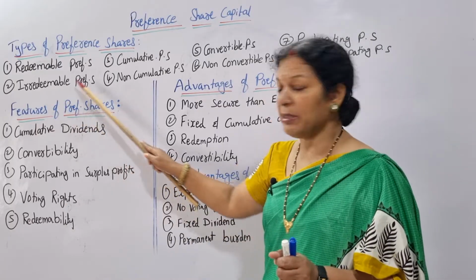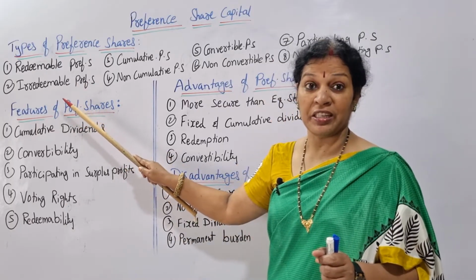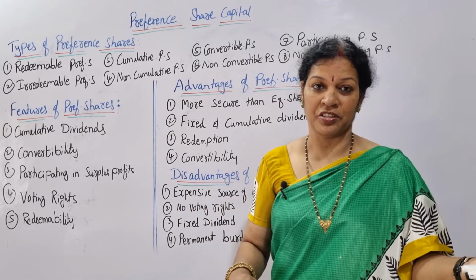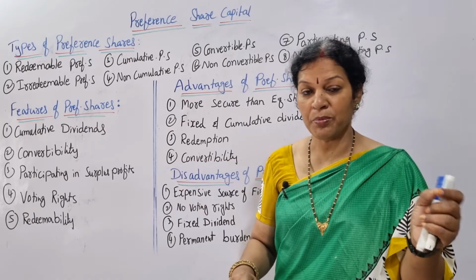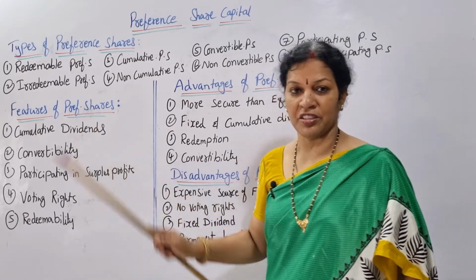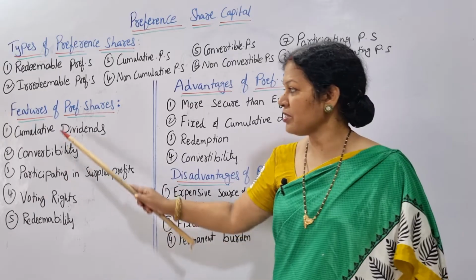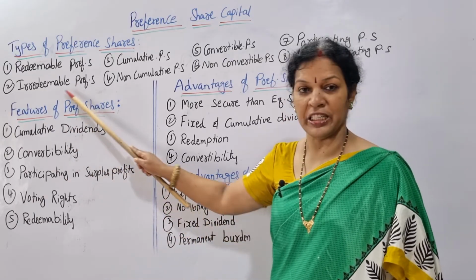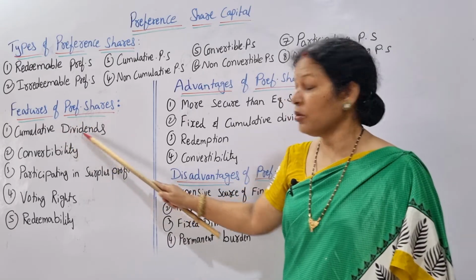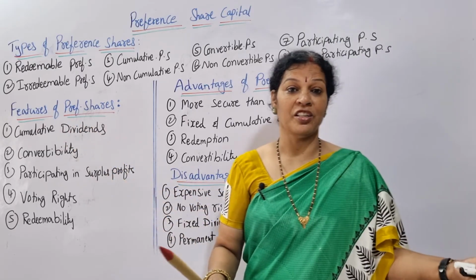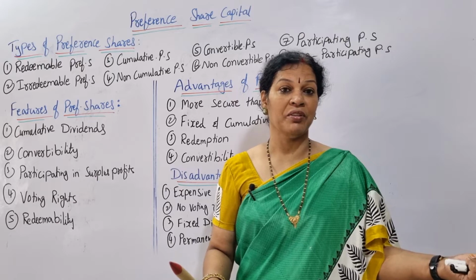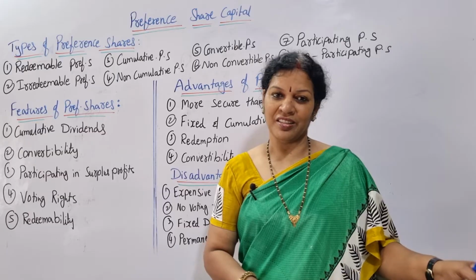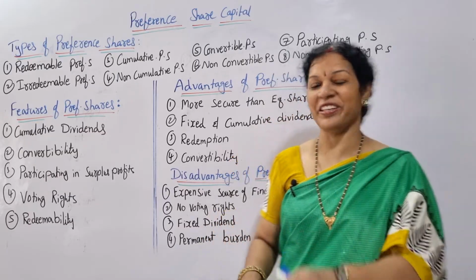Except irredeemable preference shares, almost all the preference shares are eligible for the cumulative dividends. It is the main feature. Cumulative dividends are applicable to all the preference shareholders except irredeemable. They are eligible whenever the company is not distributing the dividend: next year, last year's plus this year's, cumulative dividend.